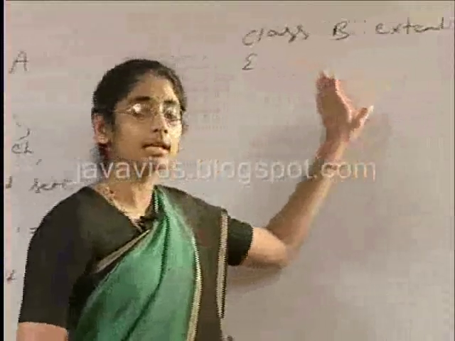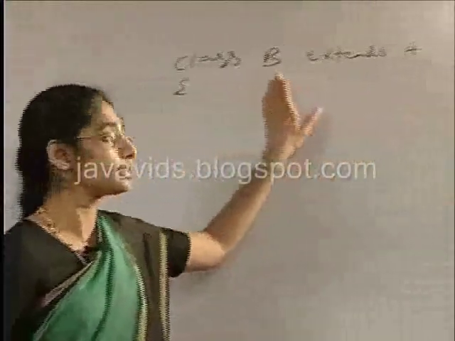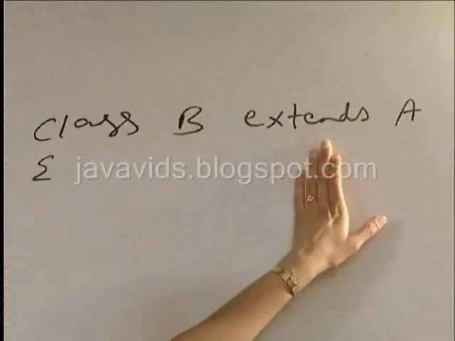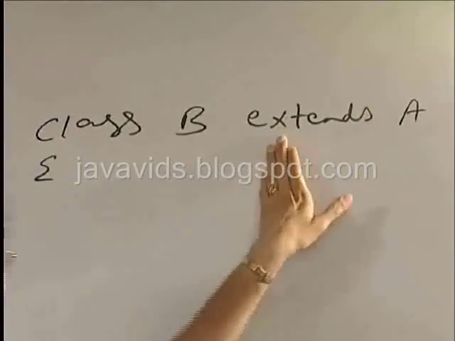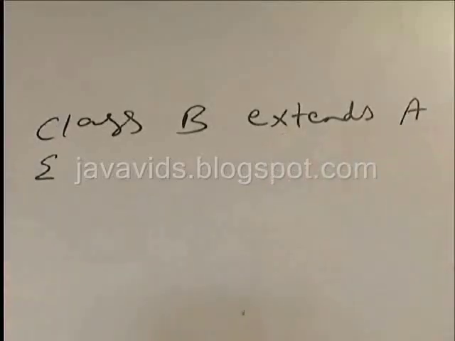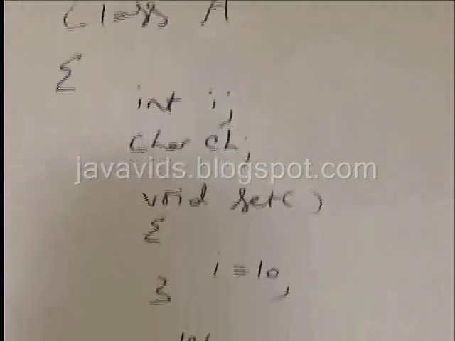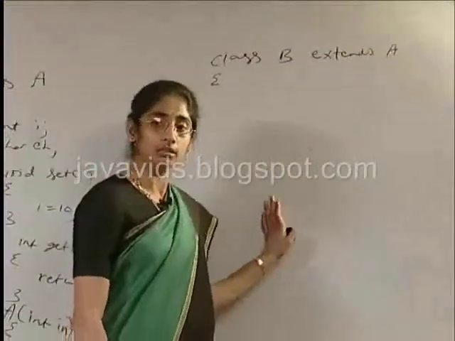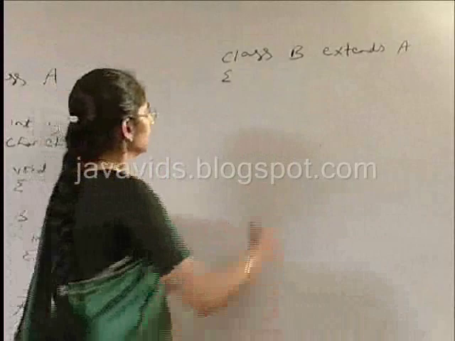So let's take a look at the inheritance part of it. Let's assume that we have class B, which wants to inherit from class A. The keyword is extends A. Class B inherits all the members that are available in class A, plus it can add on its own features, that is attributes and characteristics.